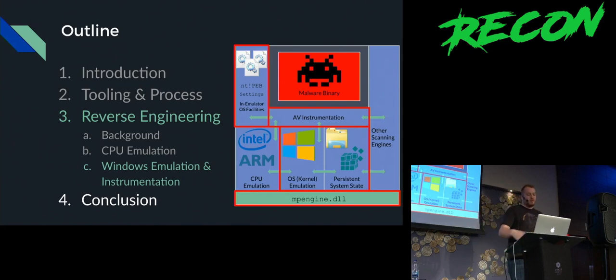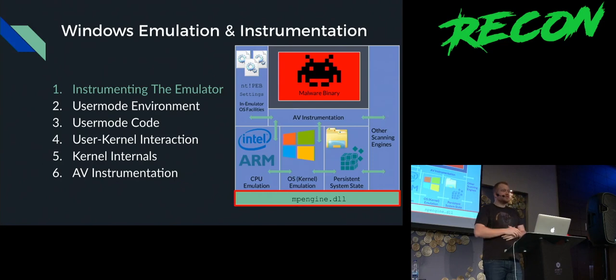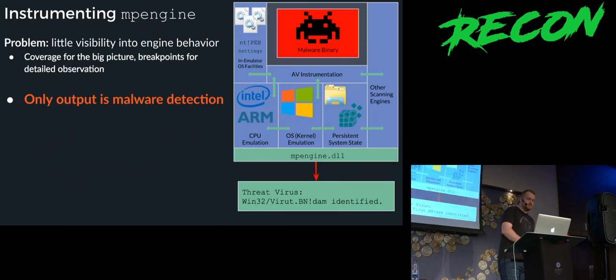Now moving into talking about Windows emulation instrumentation. And this is really the meat of the presentation, the longest section. And it's going to be in 6 parts. First, we're going to talk about instrumenting the emulator itself, then move through the user mode environment, the user mode code, the user-kernel transitions and interaction, the kernel internals, and then we're going to conclude by talking about AV instrumentation that's woven throughout this whole process, that Windows Defender uses to collect heuristic information and observations about the malware under analysis. First, we need to talk about instrumenting the emulator.